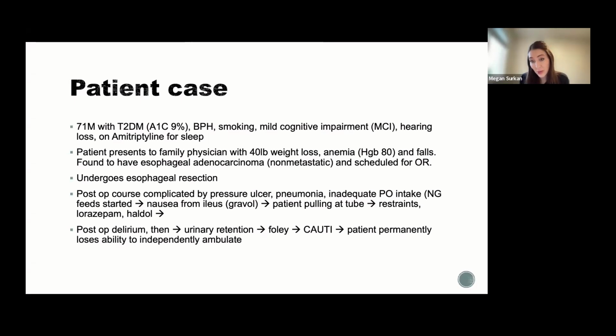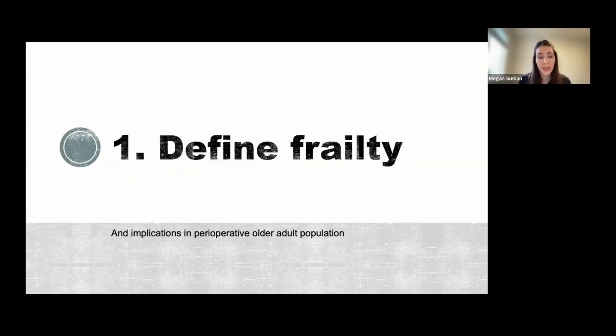So he was scheduled for OR and underwent resection, but his post-op course didn't go so well. He got a bed sore and pneumonia. He wasn't able to eat very well, of course, so an NG tube was inserted, but because he had risk factors for post-op delirium, he started pulling at the tube, got restrained, and also developed an ileus. He was then given multiple medications like Gravol, lorazepam, and haloperidol, became quite delirious, and also suffered urinary retention with the pre-existing BPH, had a Foley that got infected, and all said and done, he wasn't able to walk out of the hospital and had to go to long-term care.